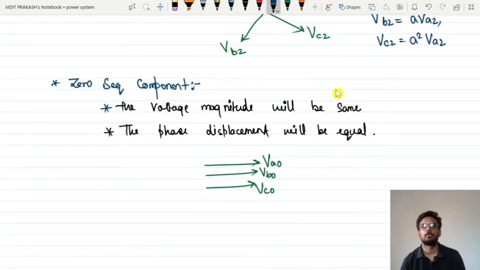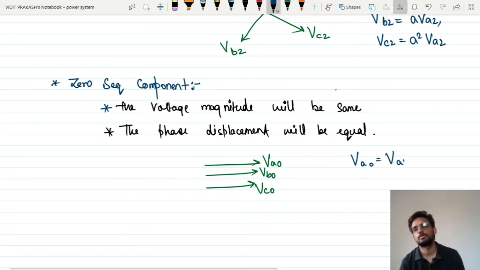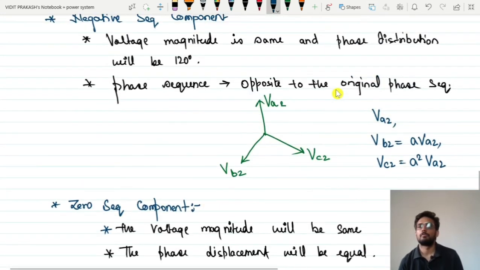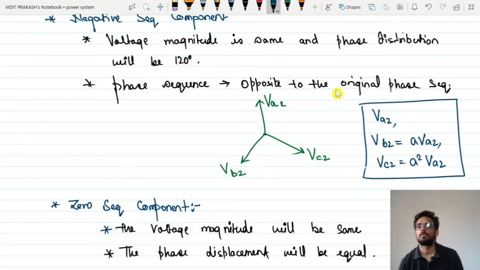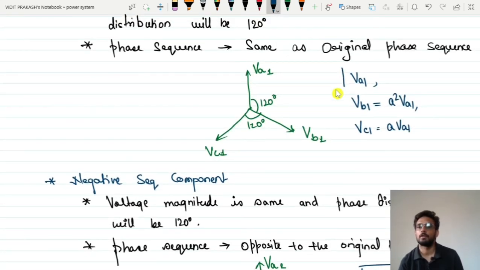Now in the zero sequence component, this is VA0. VA0 is equal to VB0. VB0 is equal to VC0. Now with the help of all these voltages, we can find the phase voltage.